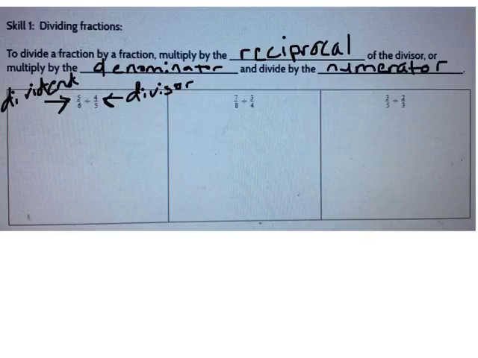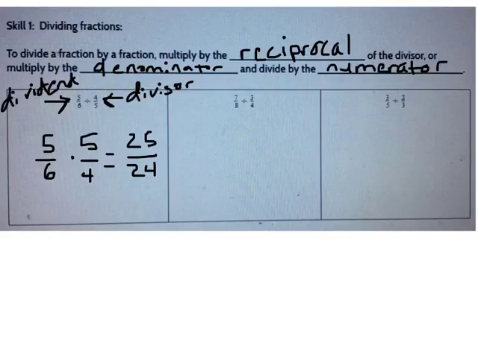So I need to multiply 5/6 times, what fraction will I multiply 5/6 by? I'll multiply by 5/4. What's 5/6 times 5/4 written as an improper fraction? It's 25/24. Now I can change that to a mixed number through division.